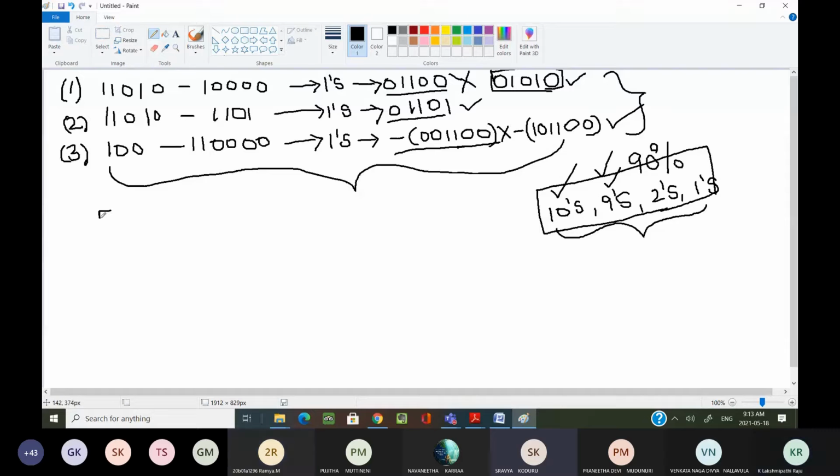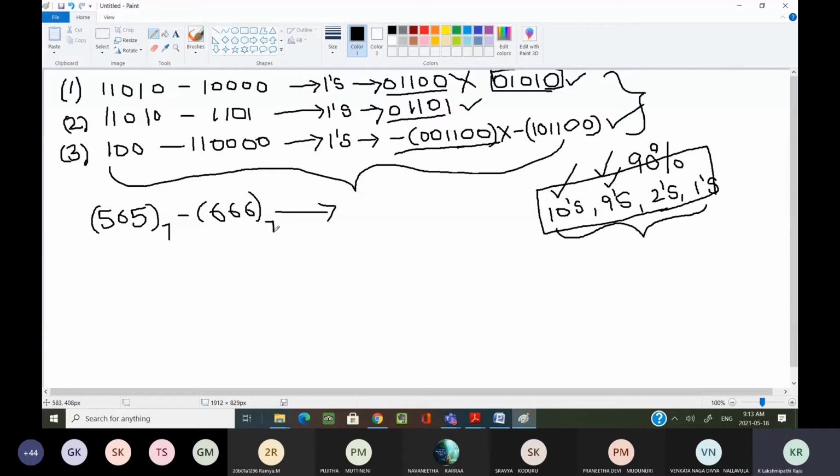565 minus 666, base 7. Now, what type of subtraction is he asking? 7's complement subtraction.